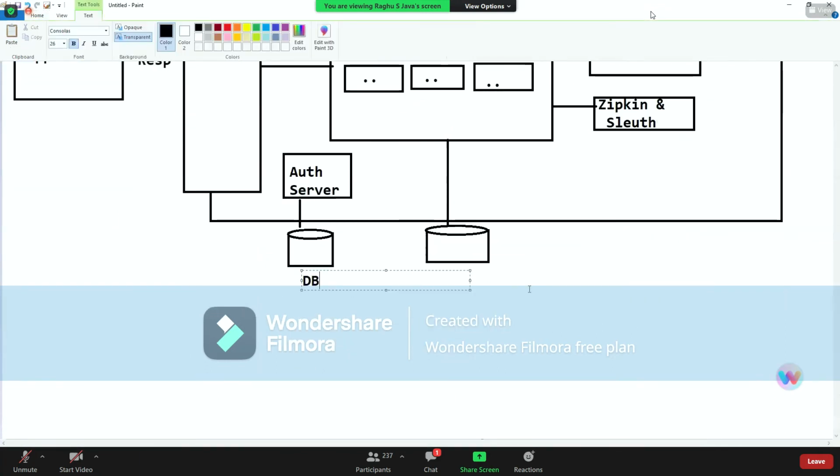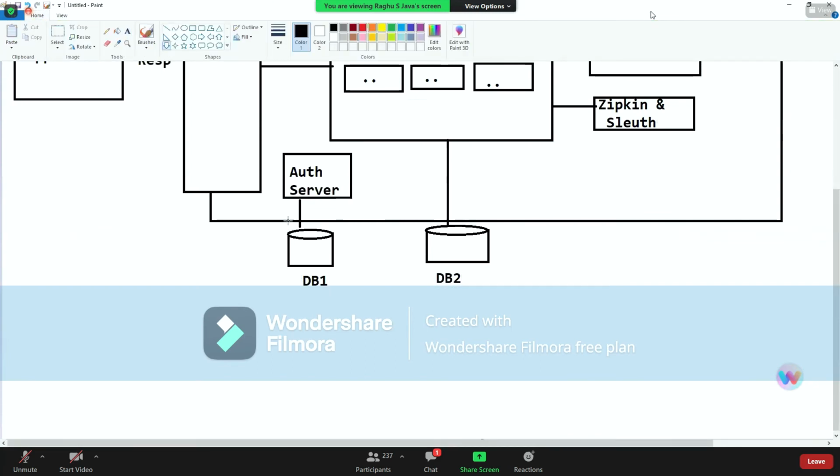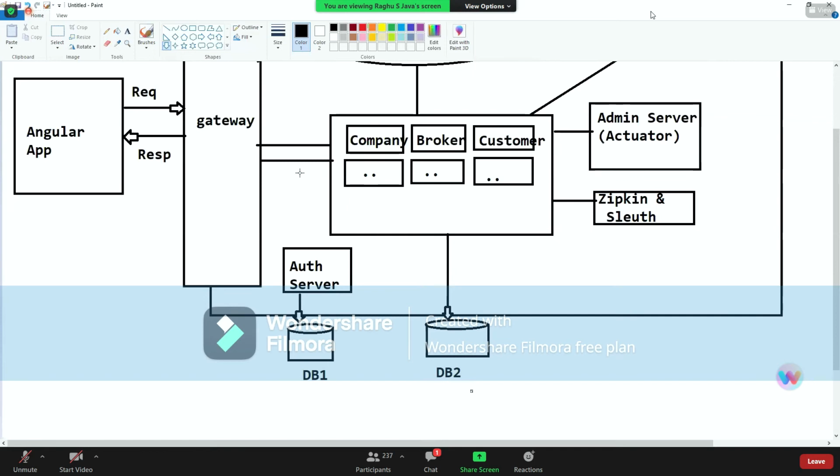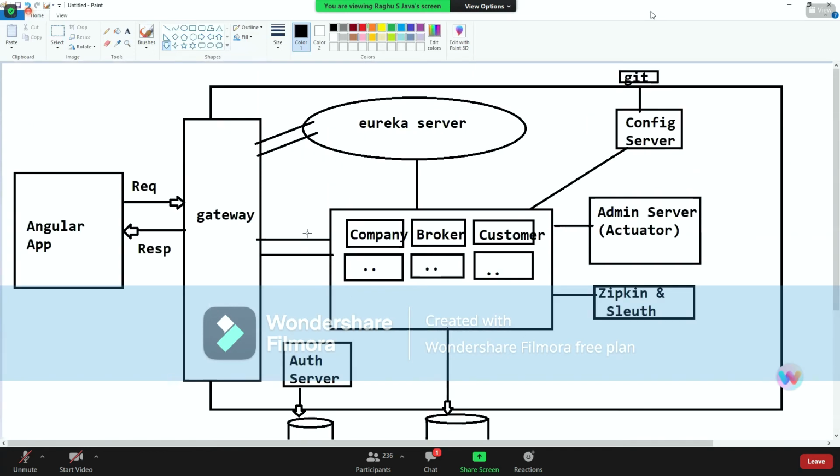This is DB1 and DB2. Any database you take is fine; our application is completely database independent. This is the request flow, and this gives the response here. We'll also have the load balancing concept, which I'll implement.